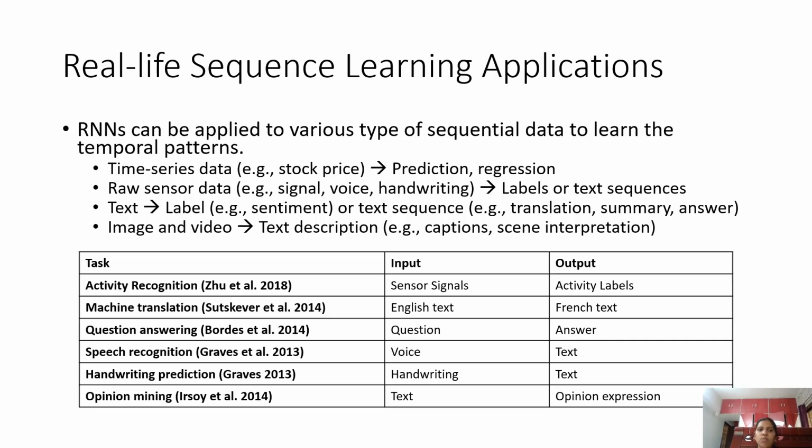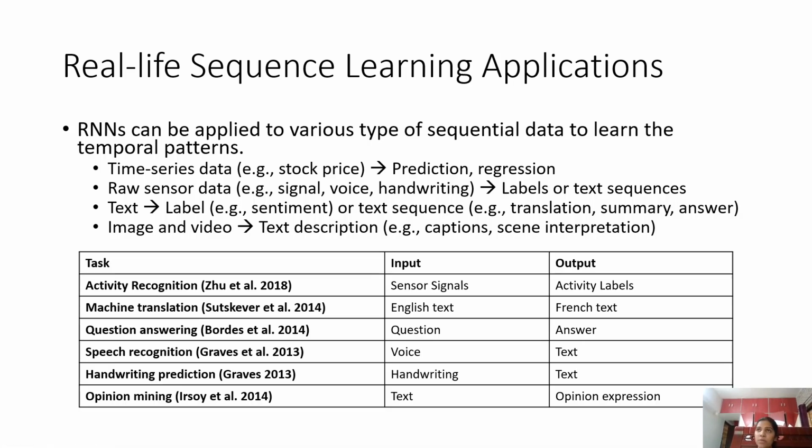Next is text sequences, sentiments or text sentences, which we use for machine translation like Google Translate, question answering, chatbots, etc. Next is image and video: text description, caption, scene interpretation. All these are different types of AI problems. So these are some of the tasks, I mean, the table shows which tasks we can solve through RNN.